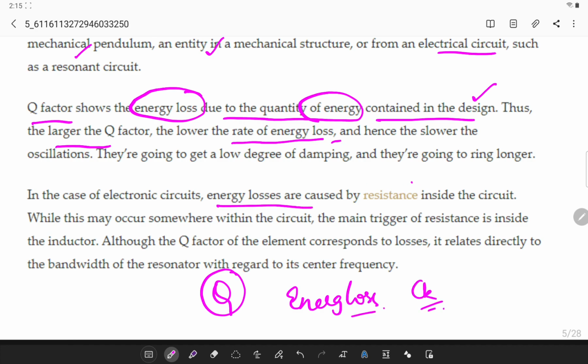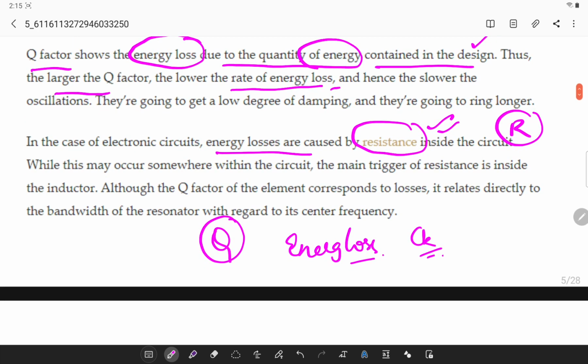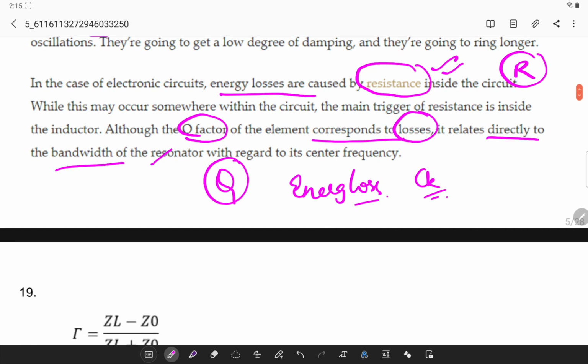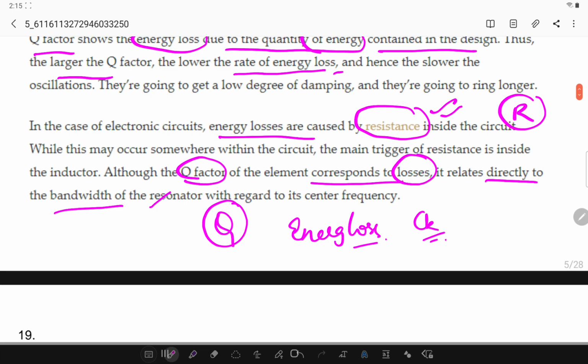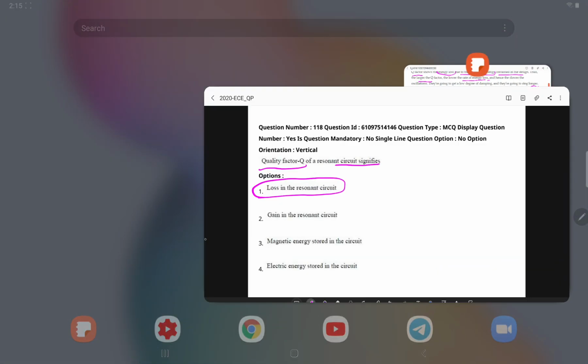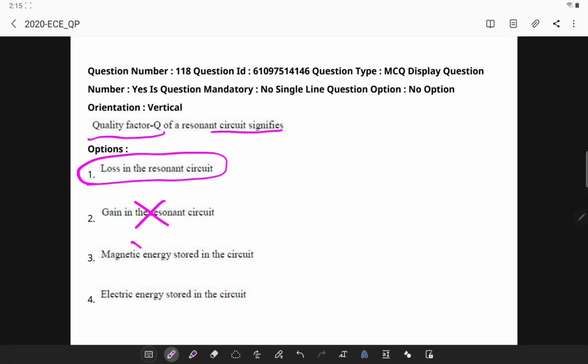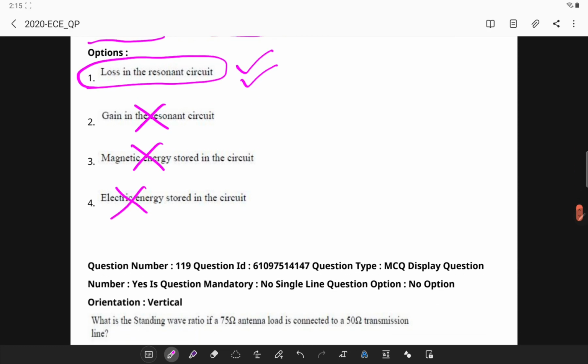Energy losses in a circuit are basically because of the resistance. So this Q factor corresponds to the losses and is directly related to the bandwidth of the resonator. Just by this you can simply say it is not related to gain, magnetic energy or electric energy, but only to the loss of a resonant circuit.